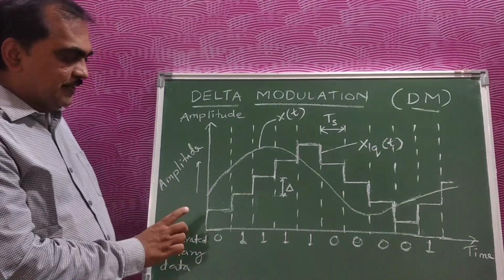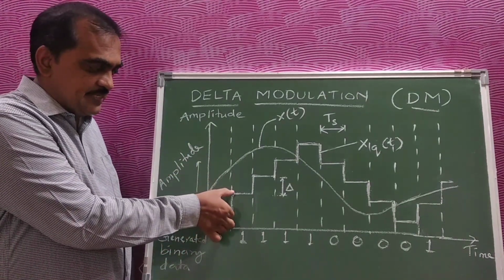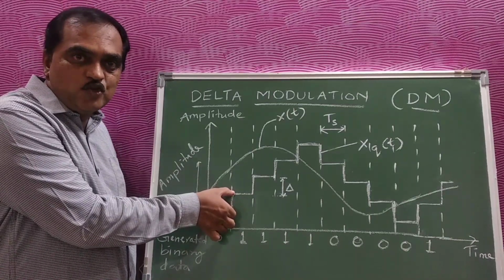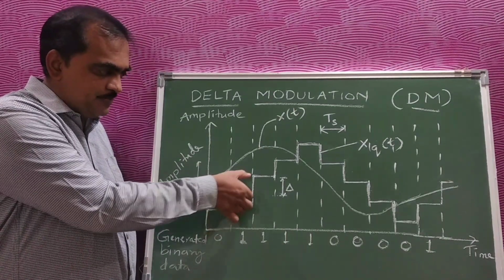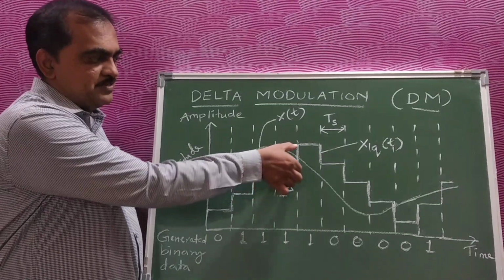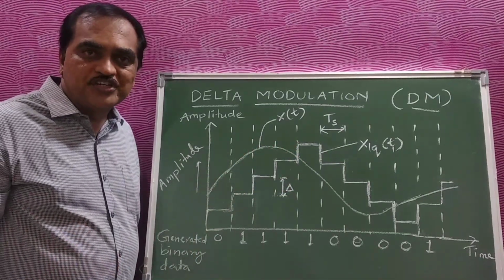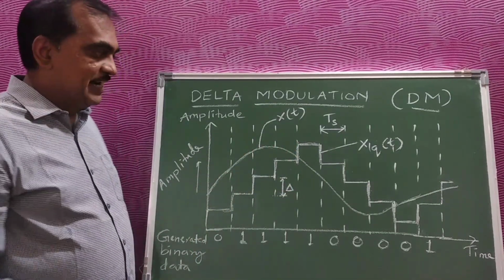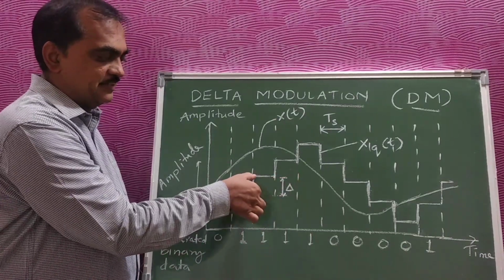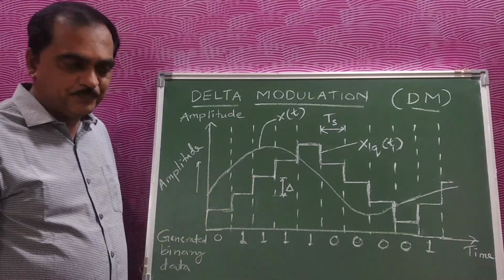Now, this is called the step size of the staircase waveform. The step size is constant, it is the same everywhere. It is called delta. This is delta, this is the step size.